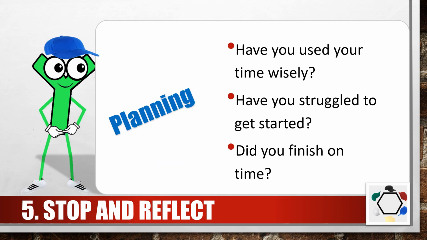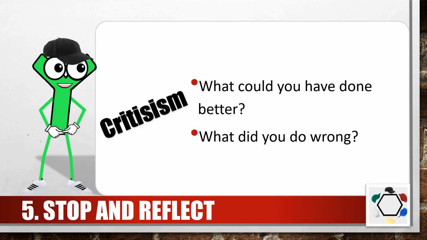Then put on the blue hat to write down how well you planned and whether you used your time wisely. Have you struggled to get started? Did you finish on time? And did everything go according to plan? And lastly, put on the black hat to write down negative comments or criticism. What didn't go well? What went wrong? And what could you have done better?